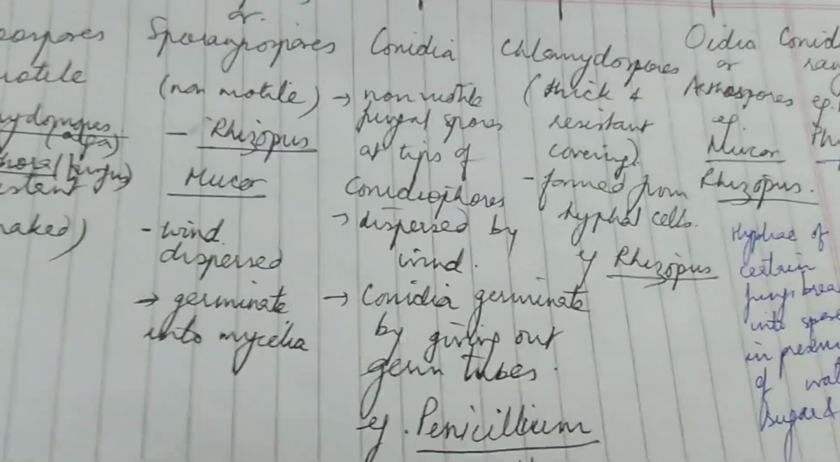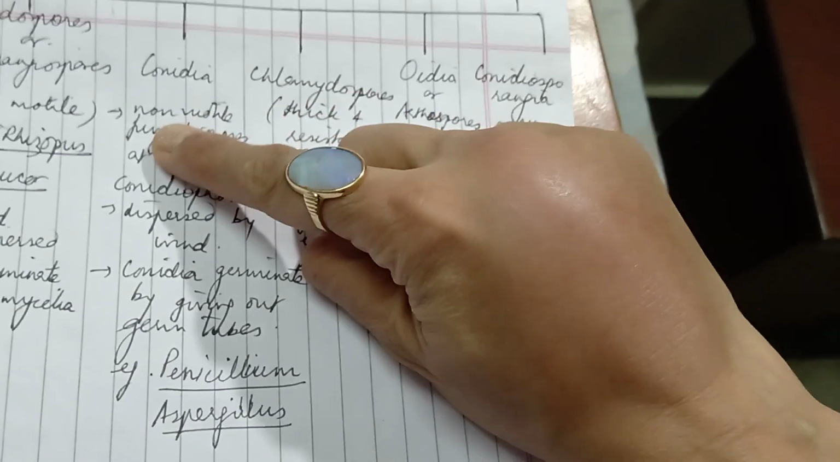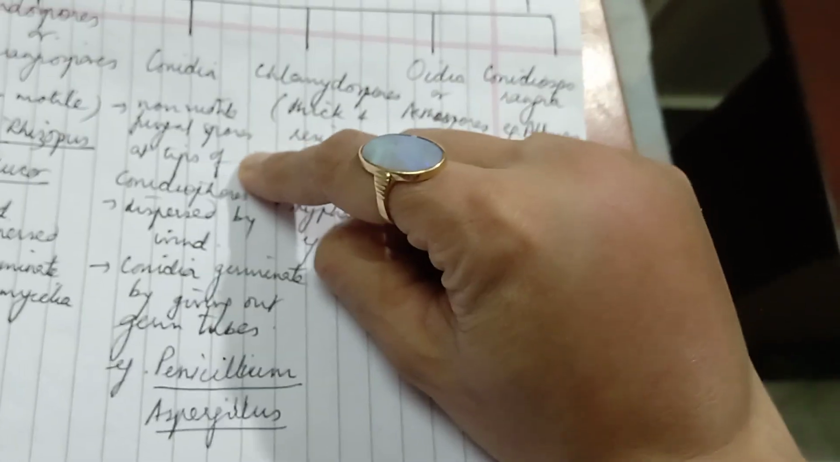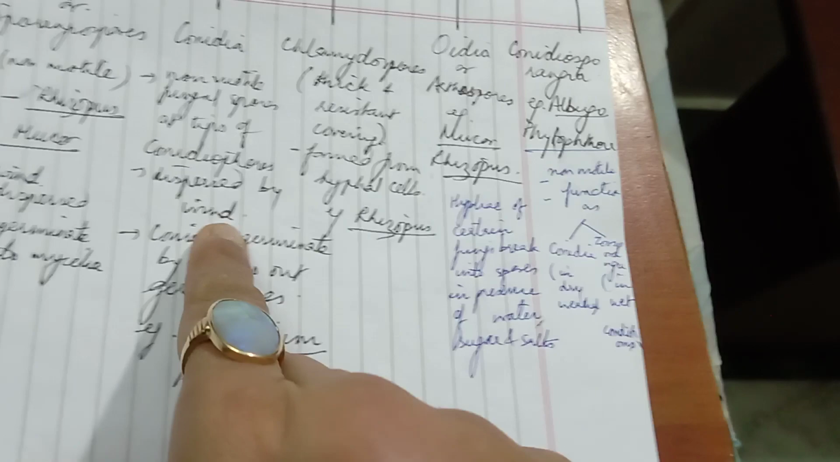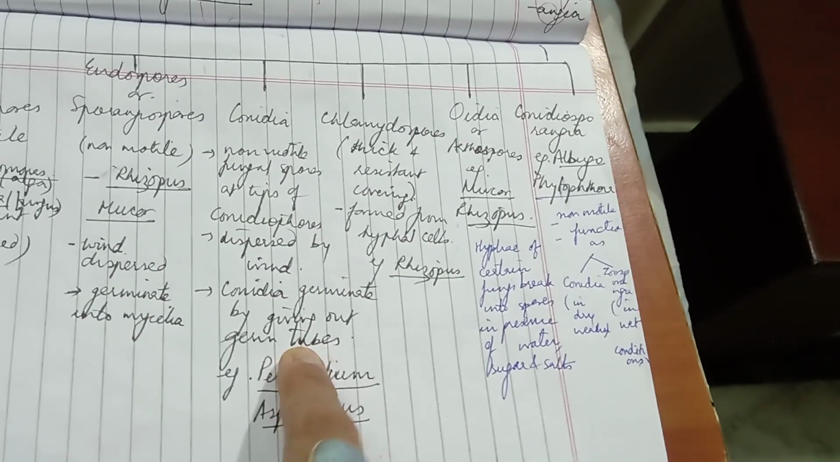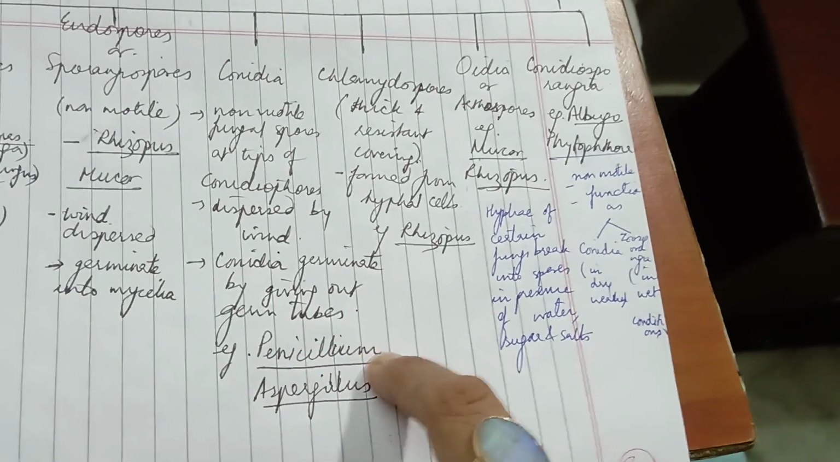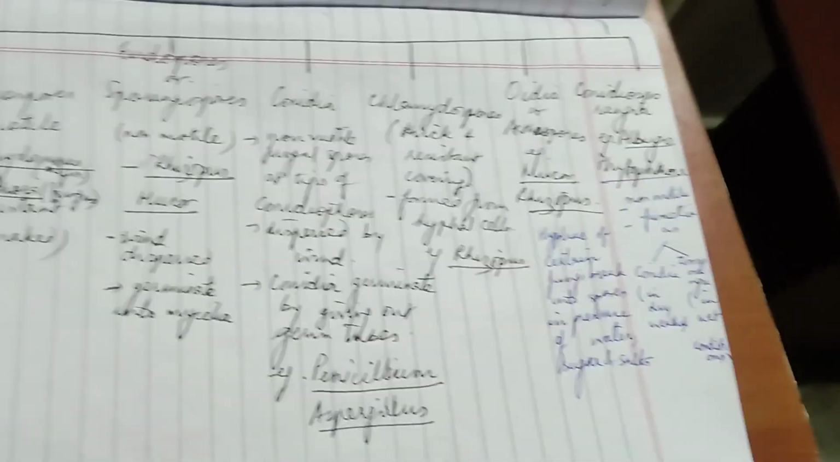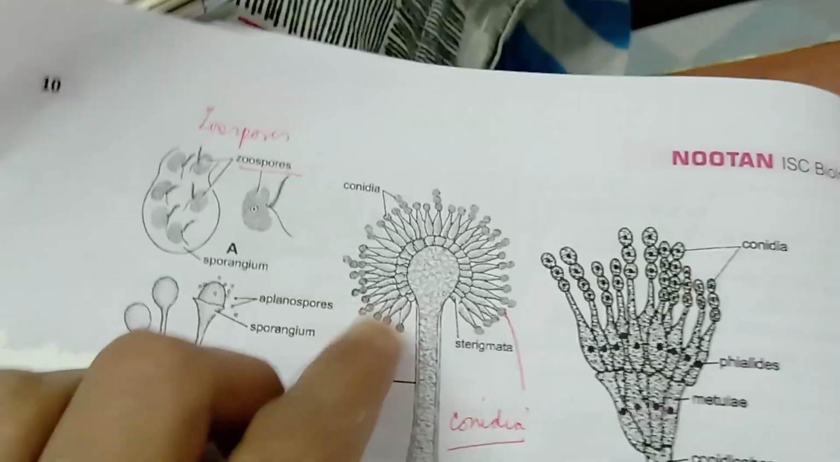Then, third one, Conidia. Conidia, now there are 2 or 3 characteristics what make them important. They are non-motile, fungal spores formed at the tip of conidiophores, and just very similar to the previous one, they are also dispersed by wind, but when they germinate, right, they will germinate by giving out germ tubes. Example, the penicillium fungus and also aspergillus. So I'll just show you the difference in shape also. Please see this. Conidia.